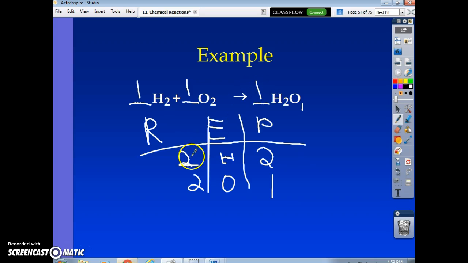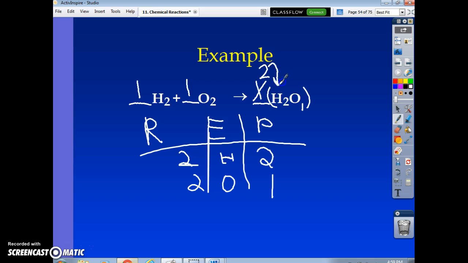Alright, so I have 2 hydrogens on each side. I don't want to go about fixing that first. I want to look at my oxygens because they're unbalanced. I need to get 2 over here. Well, this is like multiplying. So if you want to, put your parentheses around here and say, what do I need to change this into in order to have 2 oxygens? Well, I can change it into a 2.